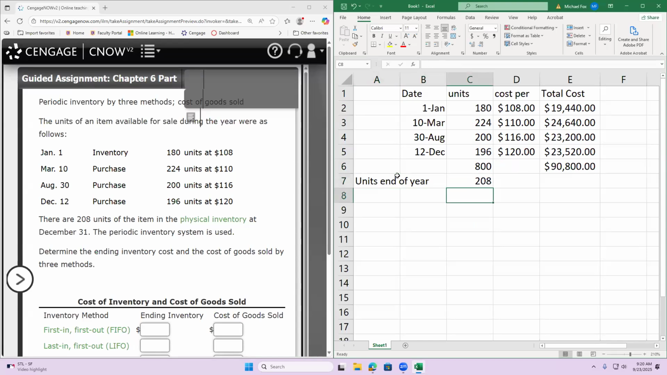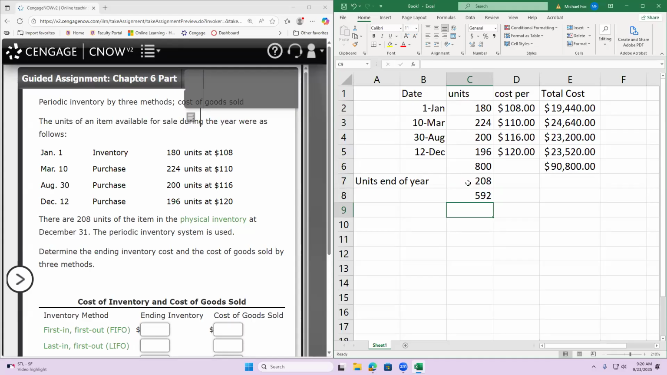So how many units did I sell during the year then? If there were 800 available, it's just 800, the number available at the beginning of the year throughout the year, minus the number left at the end of the year would be the number I sold. So I sold 592 units this year.